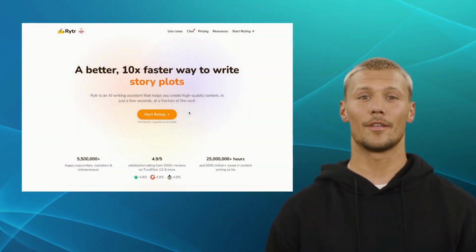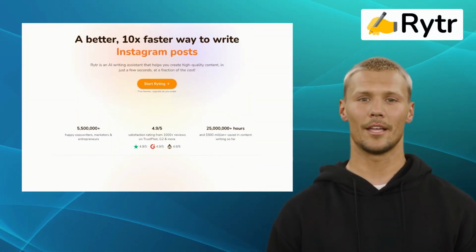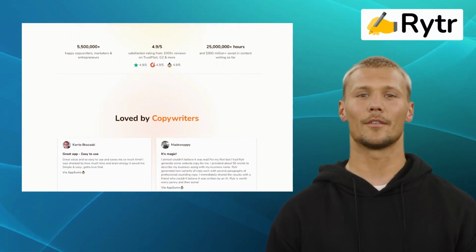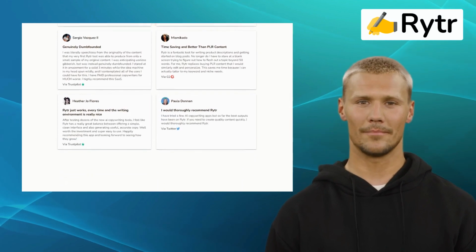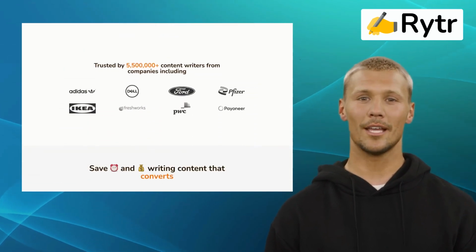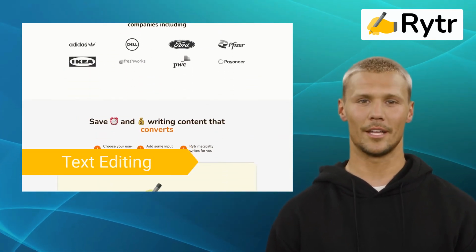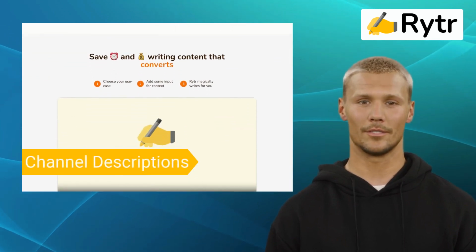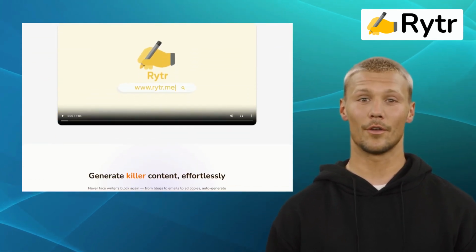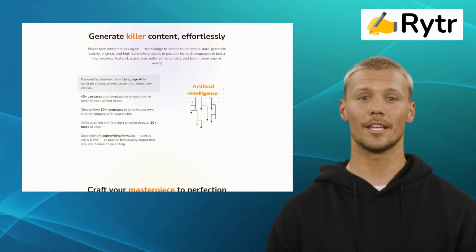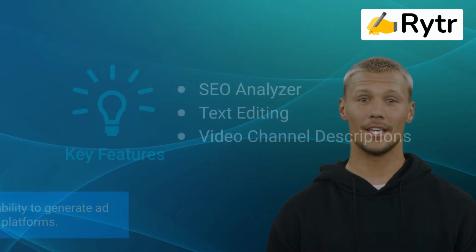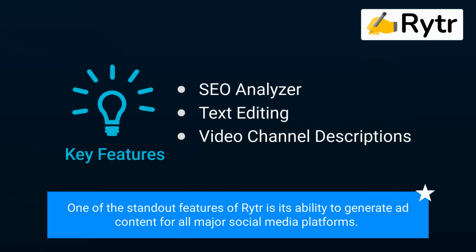Third on our list is Rytr. Rytr is an AI writing tool designed to streamline your content creation process and improve the readability score of your generated content. It offers a wide range of features like SEO analyzer, text editing, and video channel descriptions. Rytr is an ideal tool for various purposes, such as creating landing page copy, email newsletters, and even video scripts. One of the standout features of Rytr is its ability to generate ad content for all major social media platforms.